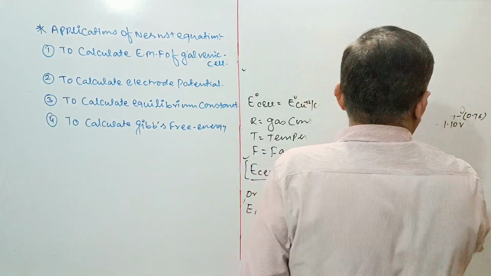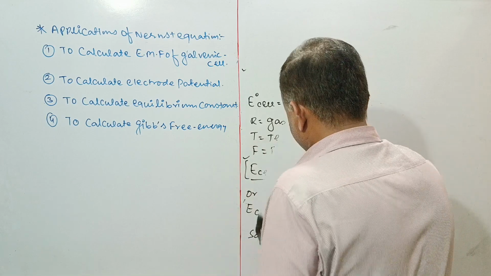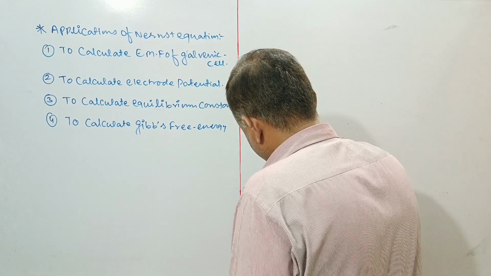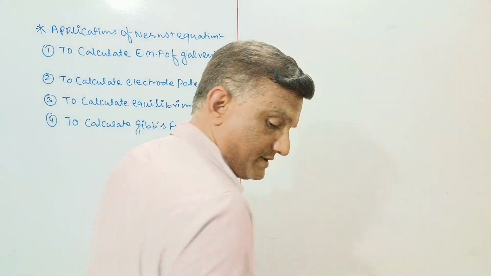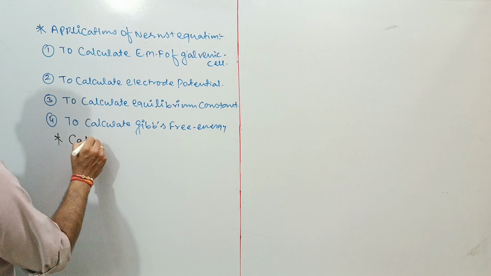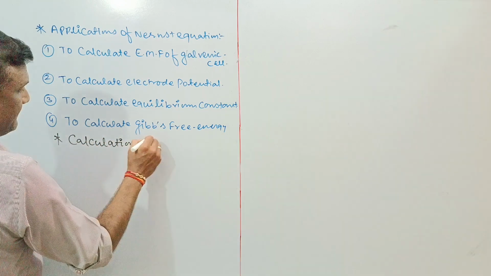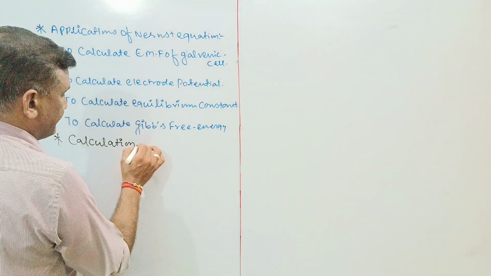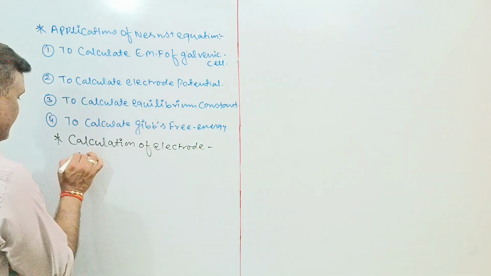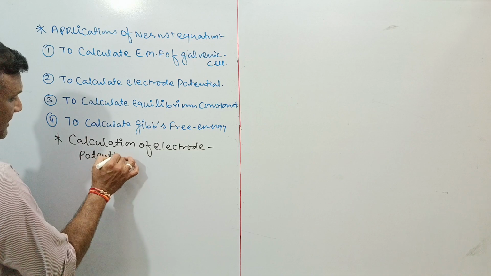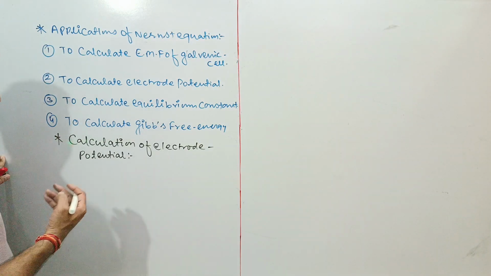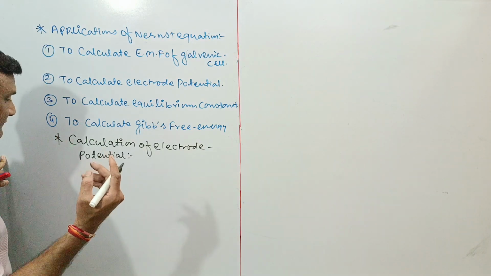So we'll erase the matter of the first application. Now we'll go with the second application, that is the calculation of electrode potential. And as we all know, here we'll use the reduction electrode potential, because we can't take the negative value of the EMF of the cell. That's why we will use the reduction electrode potential.